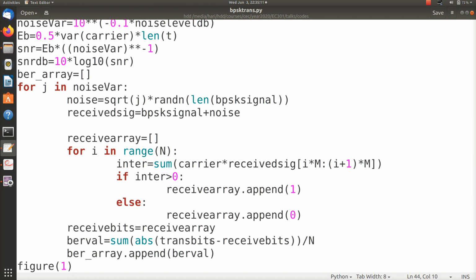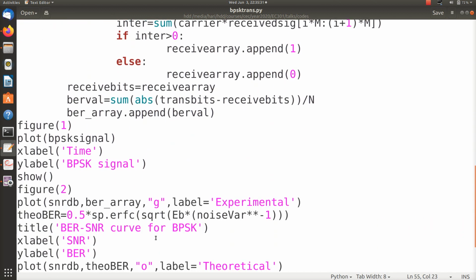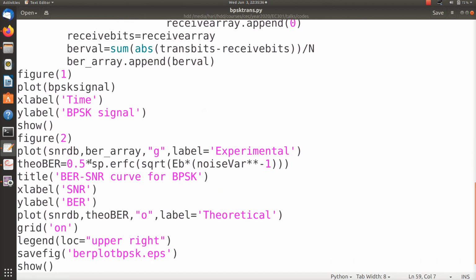So I compute the total number of bit errors. I take the difference between them, take the absolute value, sum it and divide by the total number of bits. I get the bit error rate. This BER value is appended to the BER array, and then I plot it in a figure. First I plot the BPSK signal just to understand the signal. Then I plot the bit error rate array against SNR dB in some green color, and I label it as the experimental value, because actually bits are transmitted and received.